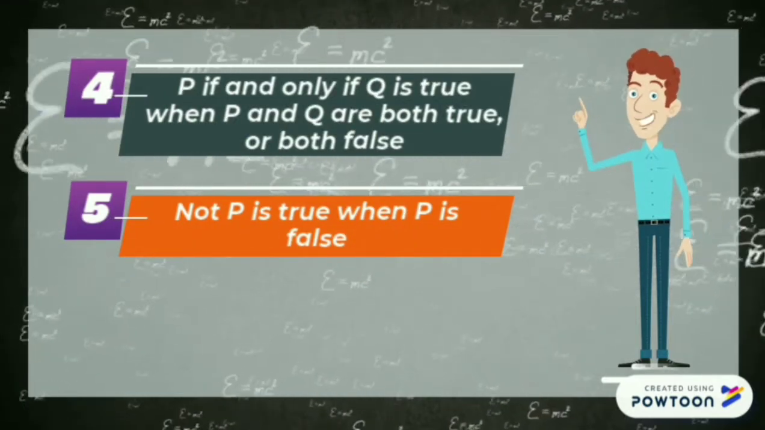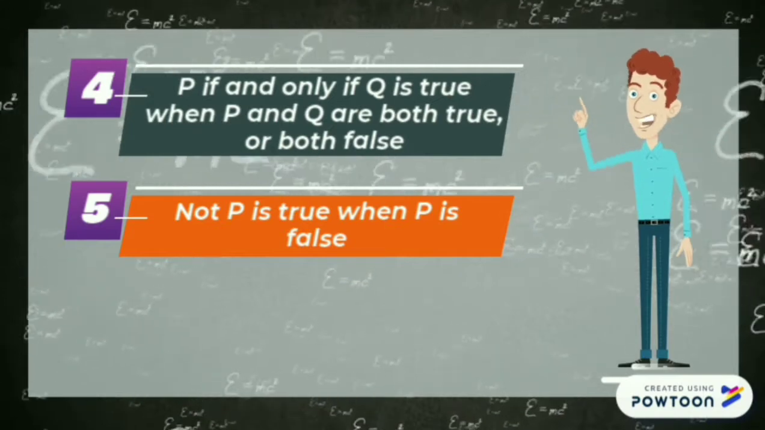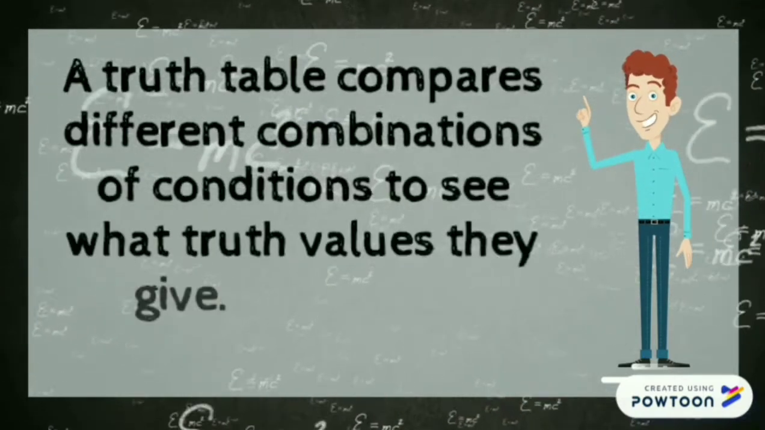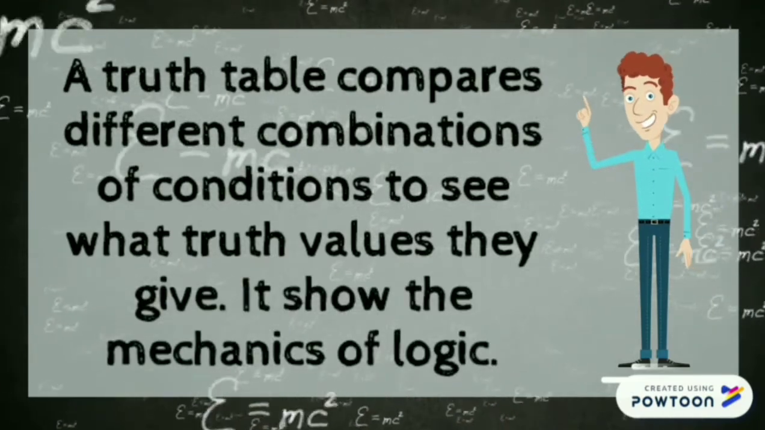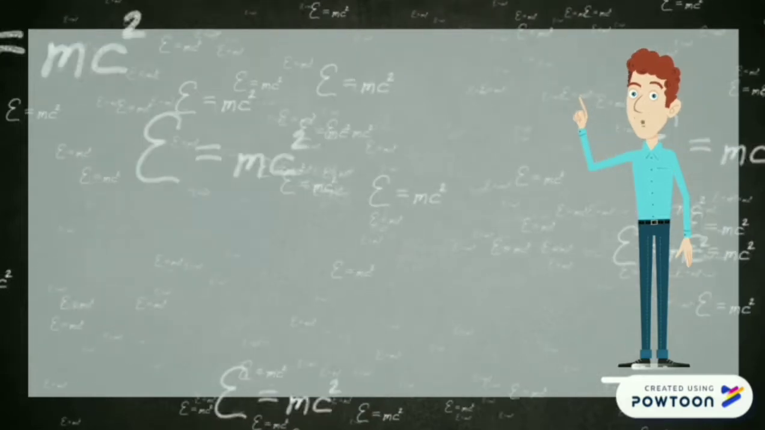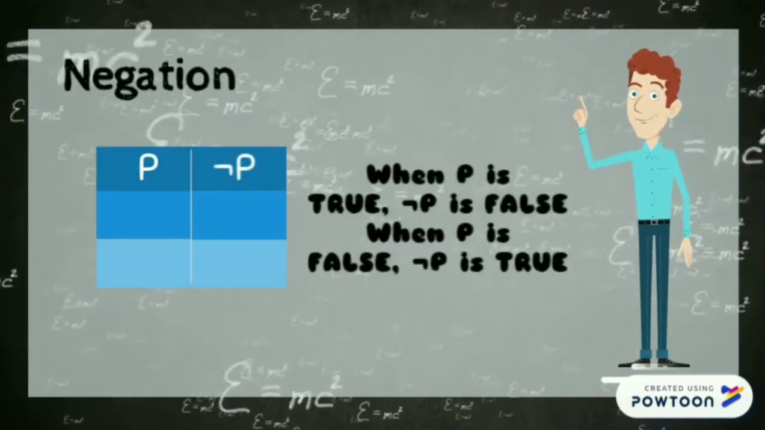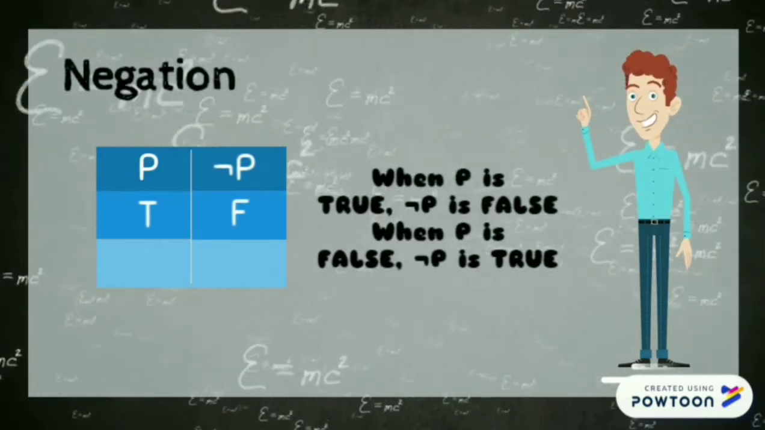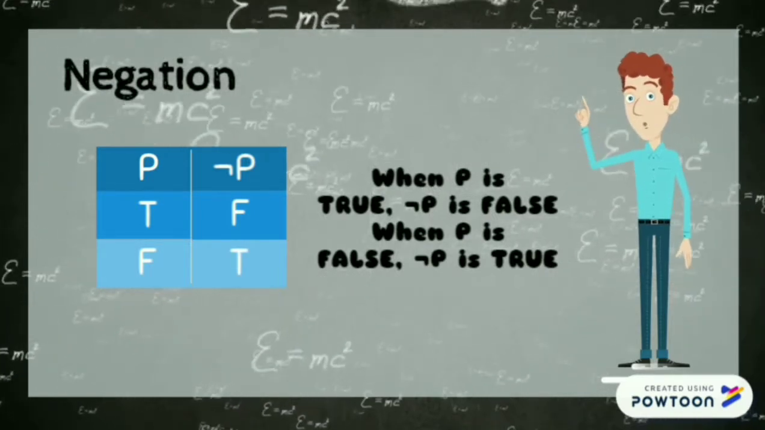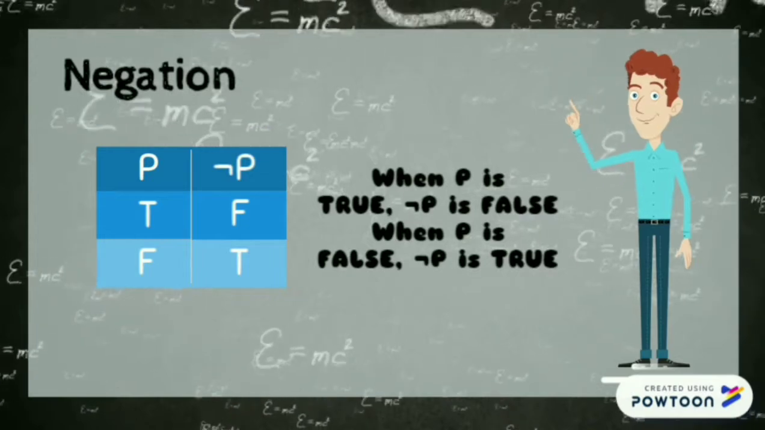This can be easily shown by constructing the truth tables. The truth table compares different combinations of conditions to see what truth values they give. It shows the mechanics of logic. The simplest truth table is the negation. A negation simply reverses the truth values of the statement that is our input. So, if our input is true, the negation is false, and vice versa.